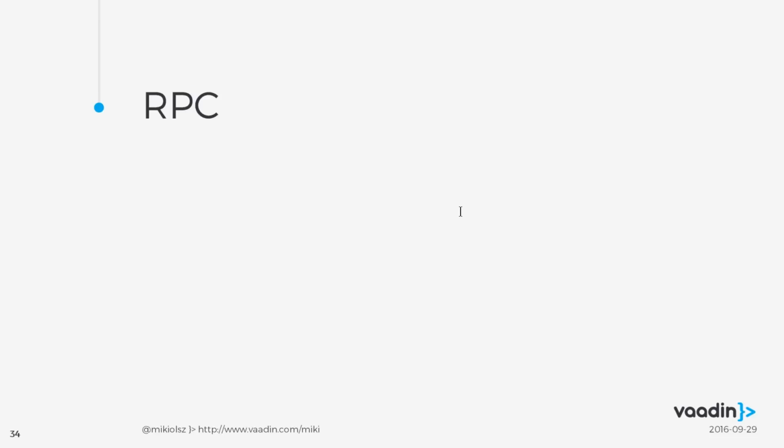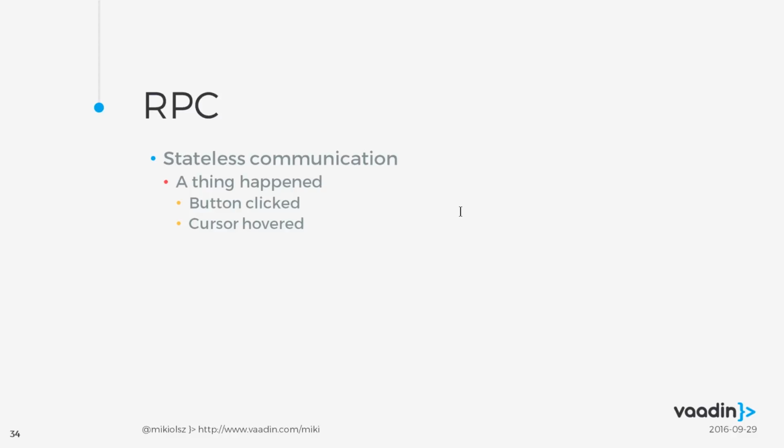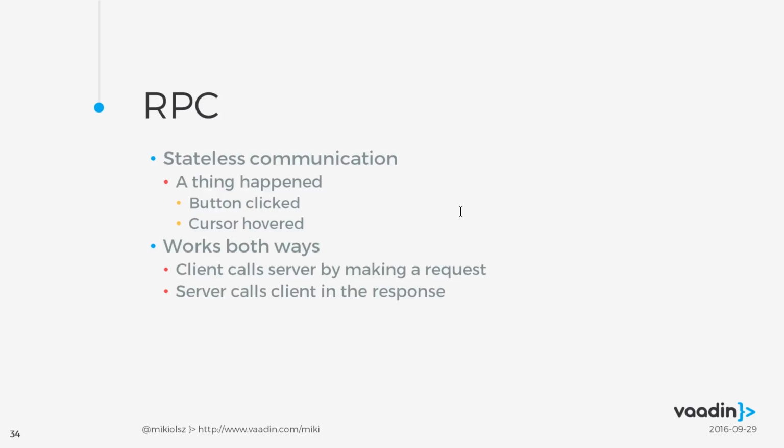RPC stands for Remote Procedure Call. It's another of the three-letter acronyms that are widely and wildly used in IT. I don't know for what reason. RPC is supposed to be a means for stateless communication. So you indicate that something has happened, like a button was clicked, I don't know, a cursor went somewhere. Something happened. You don't know the state of what is now, but you know that it happened then and at this position, for example. It works both ways. So the client calls the server by making a request, and then the server calls the client in response.